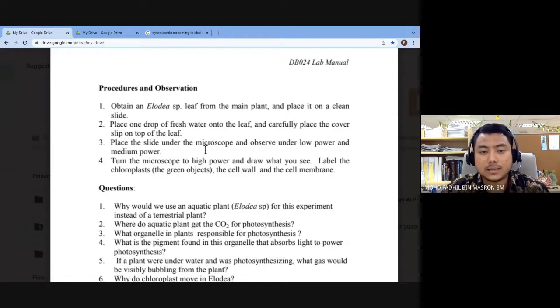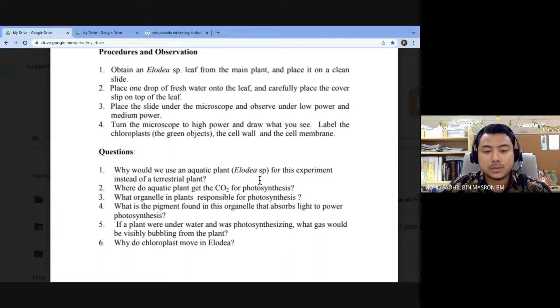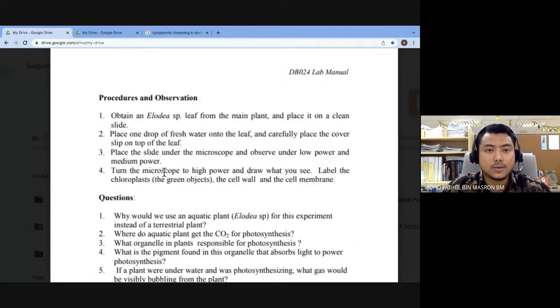So the highest here is the 40 objective lens, which gives 400 actual magnification. Once you observe under 400 magnification, then you are required to draw and label the chloroplast, the green objects, the cell wall, and the plasma membrane. Okay, so this will be the result for your experiment. For these questions, we'll discuss it later, inshallah, very soon.